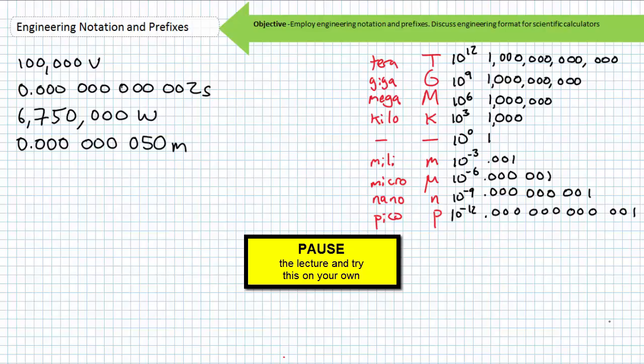100,000 volts, 0.00000000002 seconds, 6,750,000 watts, 0.000000050 meters. Don't necessarily worry about the significance of the units attached to these numbers right now. Later lectures on specific topics will fill in the missing details.